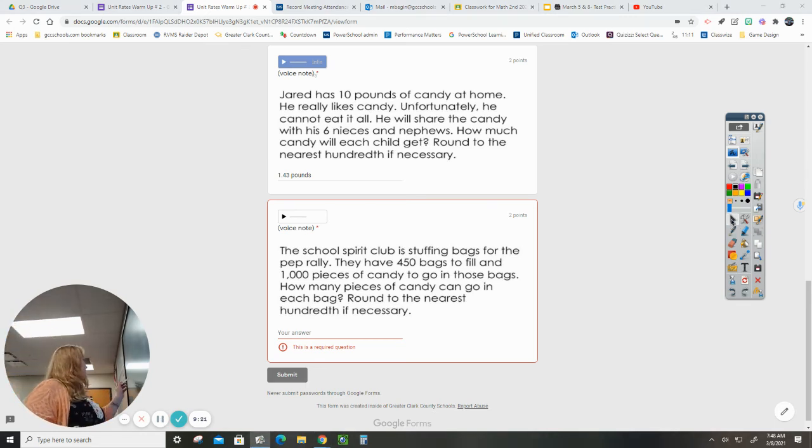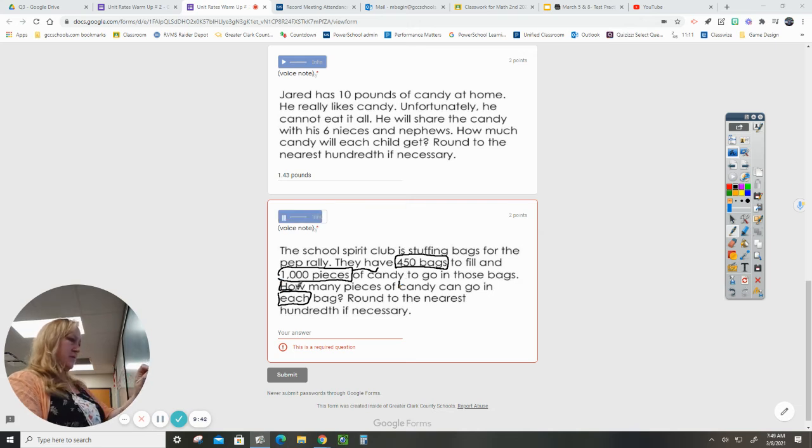So let's listen to what it has to say. The School Spirit Club is stuffing bags for the pep rally. They have 450 bags to fill and 1,000 pieces of candy to go in those bags. How many pieces of candy can go in each bag? Round to the nearest hundredth if necessary.